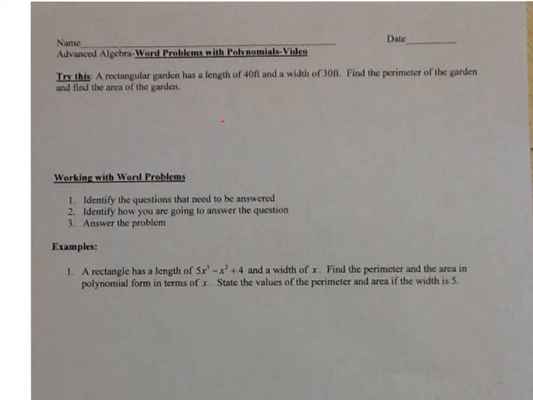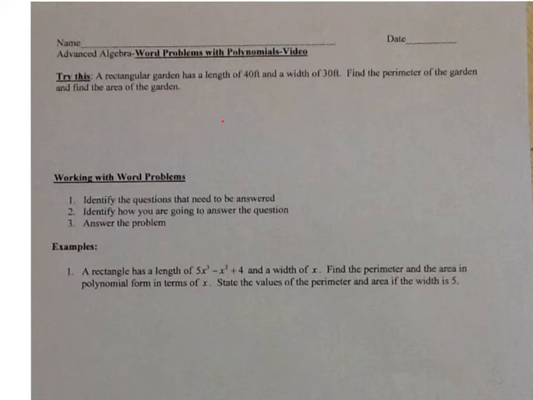Hi everybody, so today we're going to be working on word problems that are involving polynomials. So I would like to do the try list. The try list says a rectangular garden has a length of 40 feet and a width of 30 feet. Find the perimeter of the garden and the area of the garden.